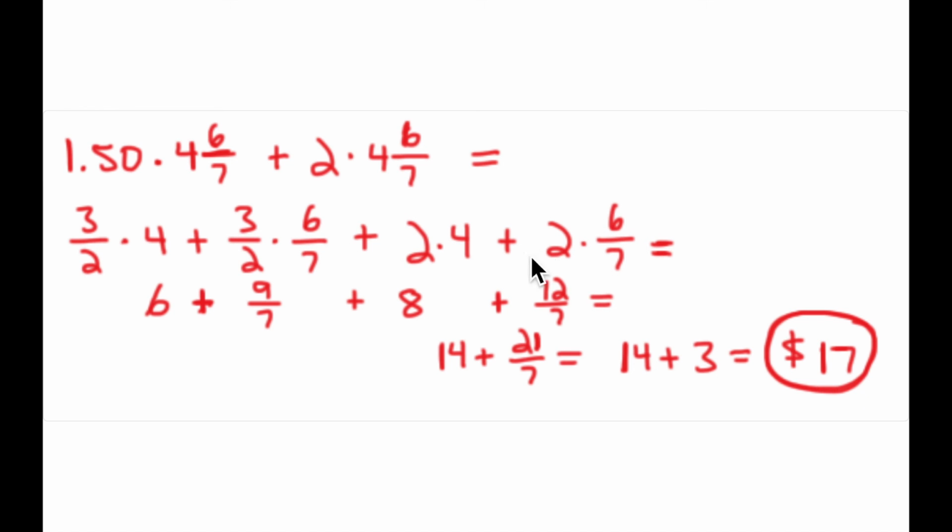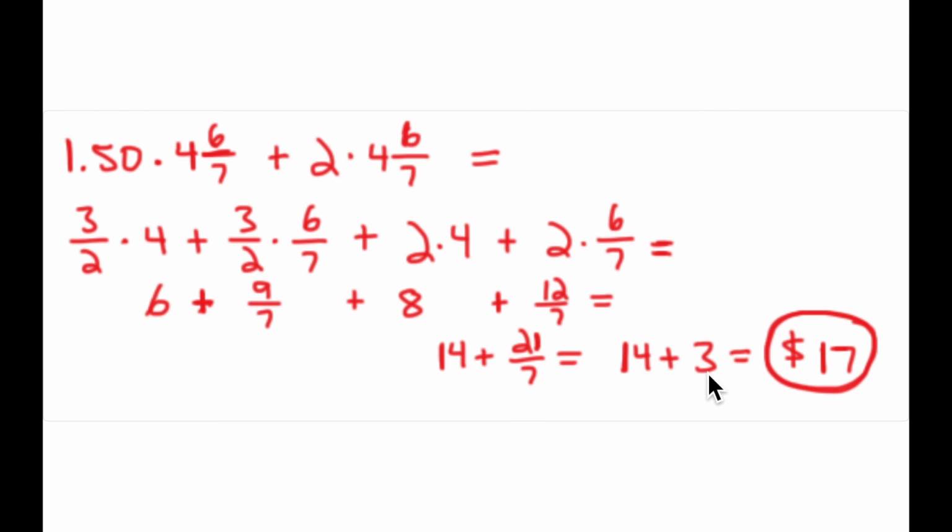So now we just go through the arithmetic. 3/2 of 4. 4 divided by 2 is 2. 2 times 3 is 6. And 3/2 times 6/7. 6 divided by 2 is 3. 3 times 3 is 9. So that's going to give me 9/7. 2 times 4 is 8. And 2 times 6/7 is equal to 12/7. So keep these as fractions. Just hang in there. It will become easier in a moment. 8 plus 6 is 14. 9 plus 12 is 21. So this is 21/7. Well, 21/7 is equal to 3.